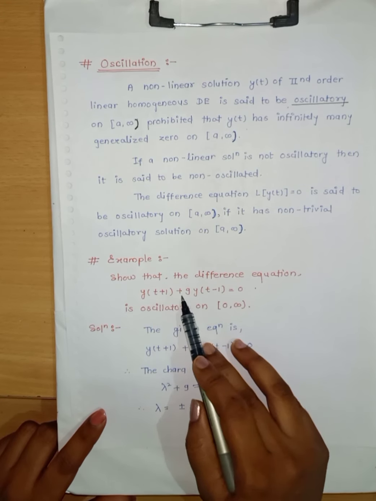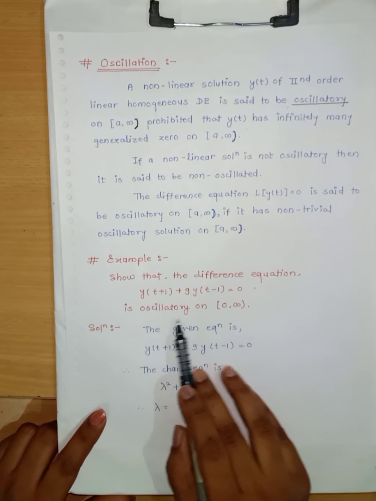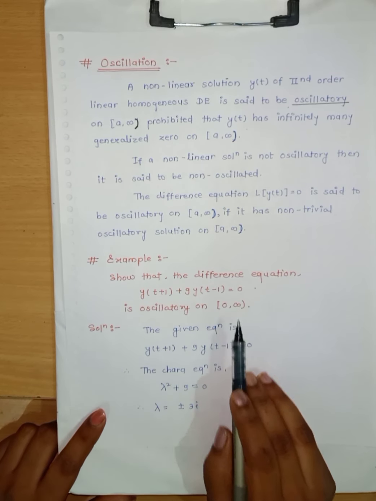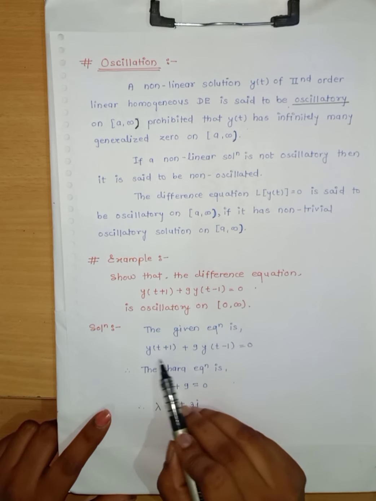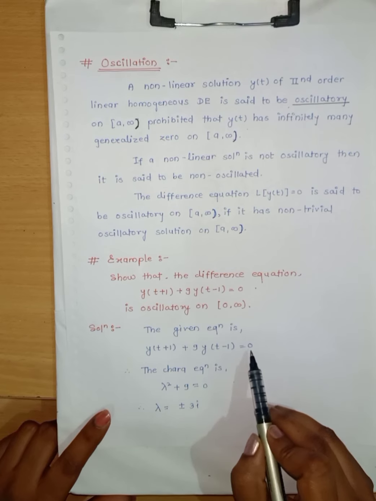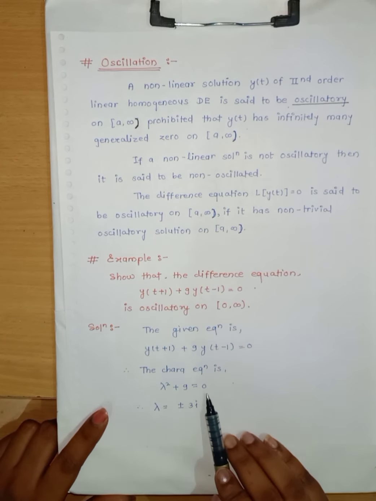So we will see one example on it, that is, to show that the difference equation y of t plus 1 plus 9y of t minus 1 equals 0 is oscillatory on 0 to infinity. So let's start with the solution. The equation is y of t plus 1 plus 9y of t minus 1 equals 0. Its characteristic equation is lambda square plus 9 equals 0.